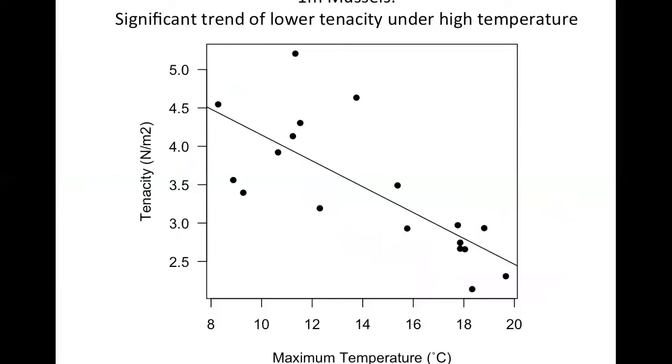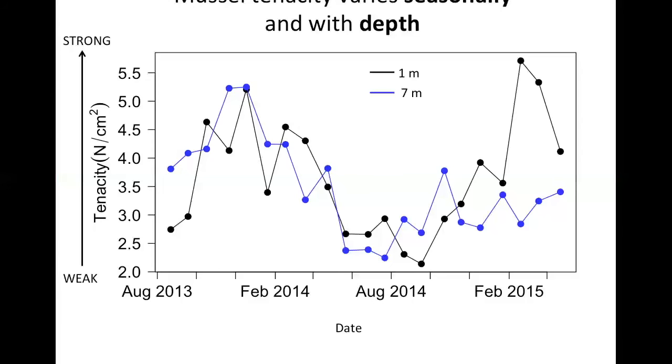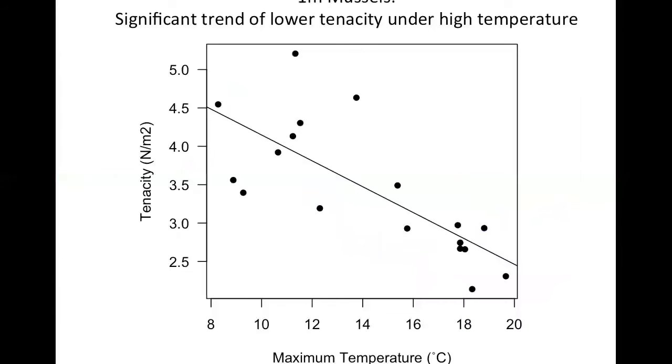So we've been now looking to link these changes seen in tenacity with things such as temperature and pH. And this part of the project is still underway, but one pattern we've seen emerging is if we plot monthly tenacity versus monthly maximum temperature, the months where temperature is highest are also the months when their tenacity, their attachment strength, is the lowest. And we hope to be able to pull this apart with other factors such as pH and to look more at the 7 meter lines to see what's going on there.